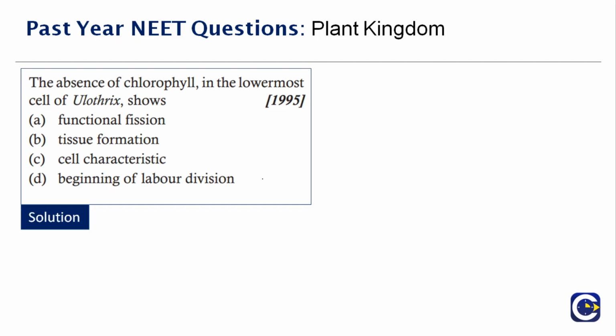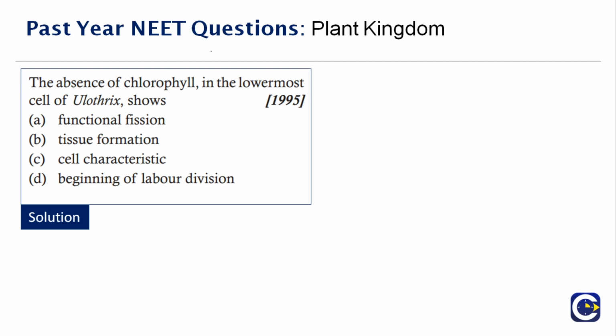So, when the chlorophyll is absent, we all know Lothrix belongs to green algae, and it will compulsorily have a chlorophyll pigment which contributes in one way or the other to the green pigment. So here they are clearly asking what will happen when there is an absence of chlorophyll. What does it tell you when there is no chlorophyll? So the correct answer to this question is beginning of labor division.